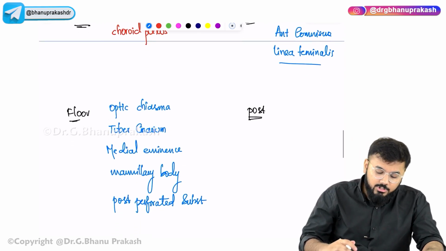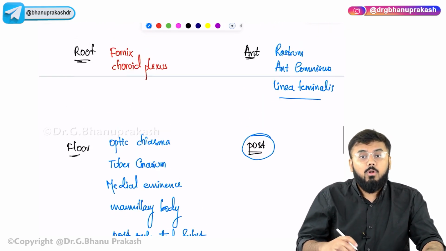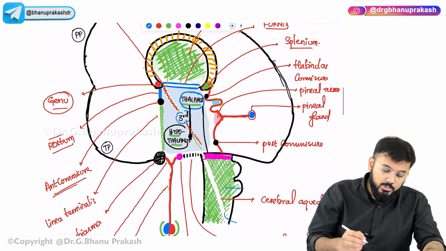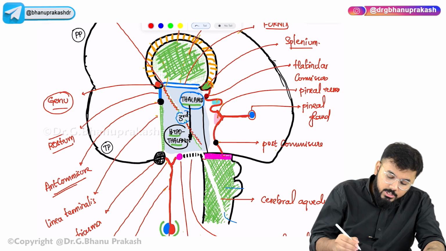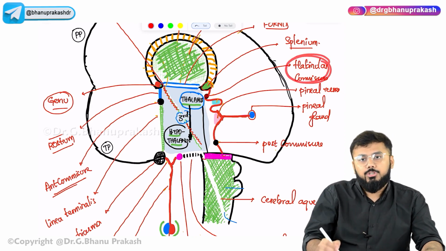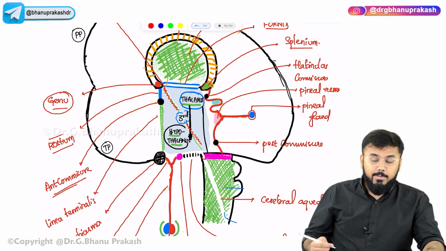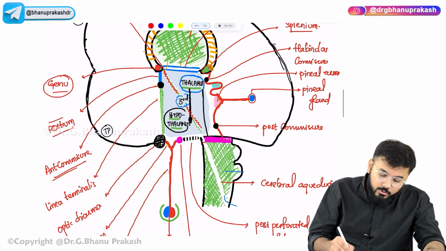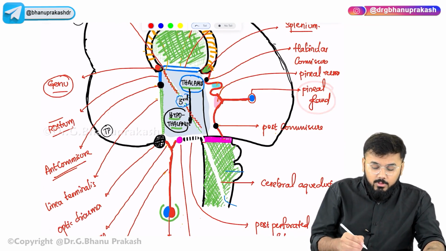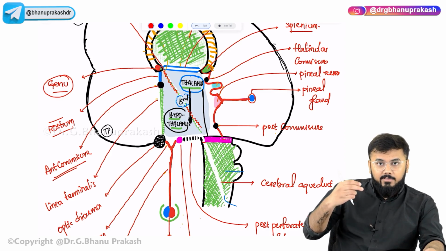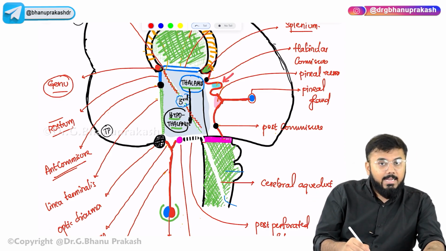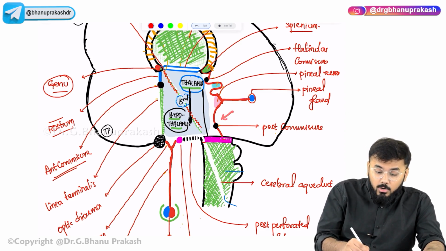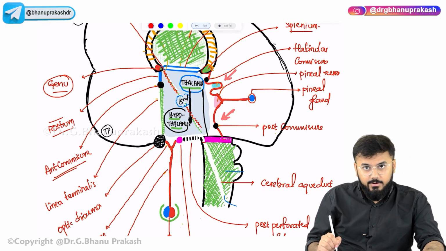Now let us look at the structures that form the posterior wall. What are the structures that form the posterior wall? Just look here. First is this particular structure called as habenular commissure. Okay. After habenular commissure, now you see this pineal gland. Now this pineal gland has got pineal stalk which is divided into two. Now this one is called as the anterior division. This is called as the superior division. This is called as the inferior division.